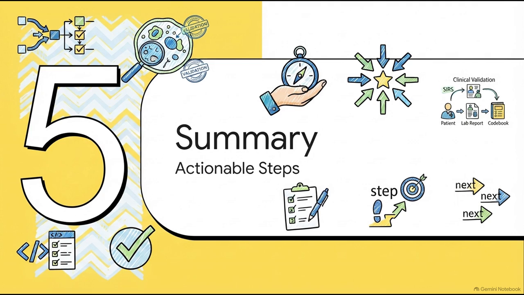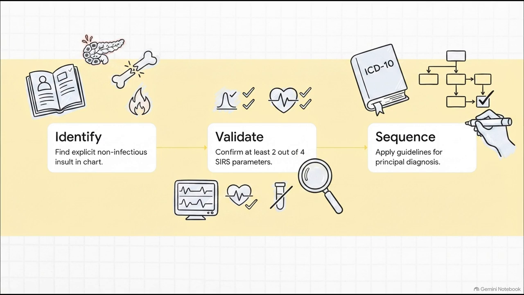Finally, Section 5. Let's summarize and talk about next steps. So the crucial point is really this simple three-step workflow, and I want you to cement this into your daily auditing routine. Step 1, always identify the explicit non-infectious insult in the chart, whether that's pancreatitis, a major trauma, or a burn. Step 2, clinically validate that diagnosis by confirming at least 2 out of the 4 SIRS vital and lab parameters are actually met. And Step 3, apply the coding guidelines to sequence accurately based on the principal reason for admission.